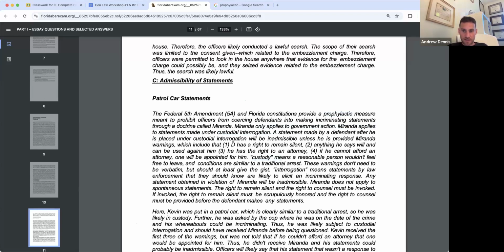Custody, right? They're going to define custody and interrogation. I really like this. Custody means a reasonable person wouldn't feel free to leave, and conditions are similar to a traditional arrest. These warnings don't need to be verbatim, but should at least give the gist. Interrogation means statements by law enforcement that they should know are likely to elicit an incriminating response. Any statement obtained in violation of Miranda will be inadmissible. Miranda does not apply to spontaneous statements. The right to remain silent and the right to counsel must be invoked. If invoked, the right to remain silent must be scrupulously honored, and the right to counsel must be provided before the defendant makes any statements.